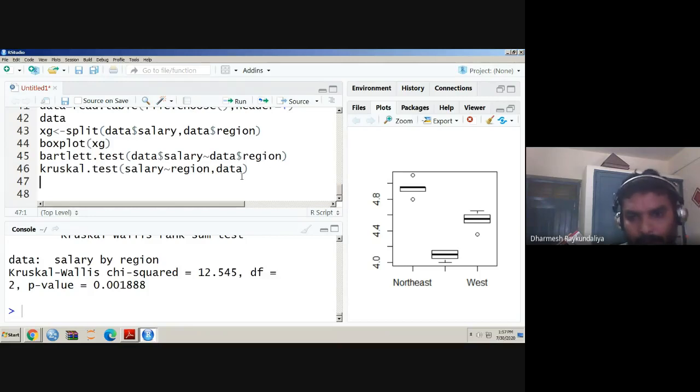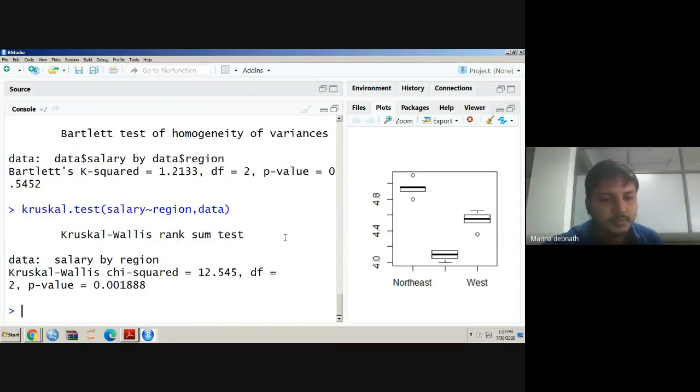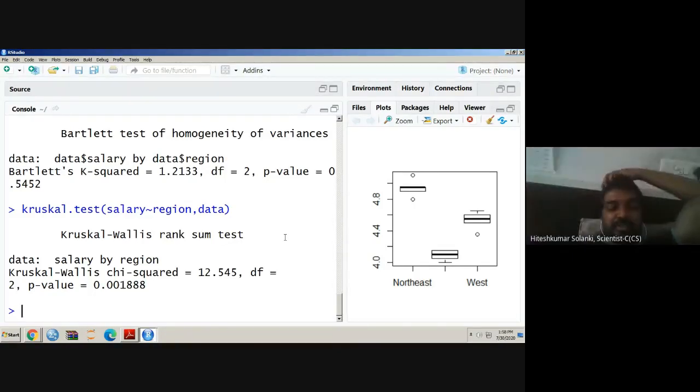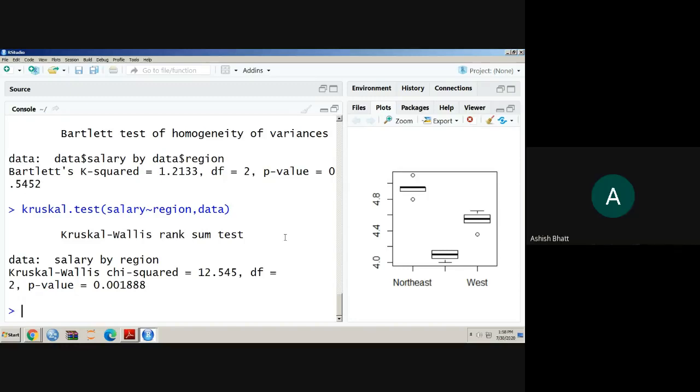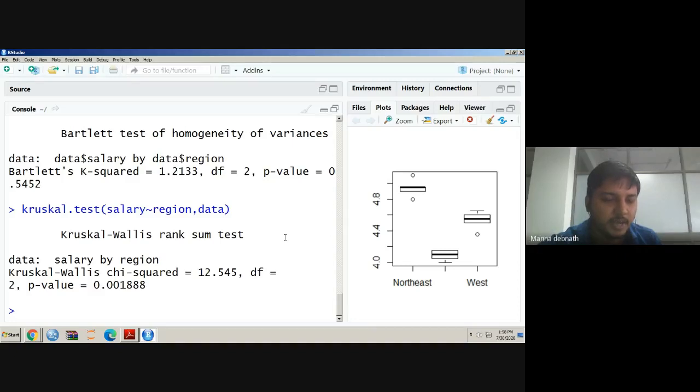So what is the p value? 0.0018, which is less than 0.05, so we reject the null hypothesis. Are we sure? We are using the level of significance of 1%, so it's 0.01. Is 0.0018 less than 0.01?